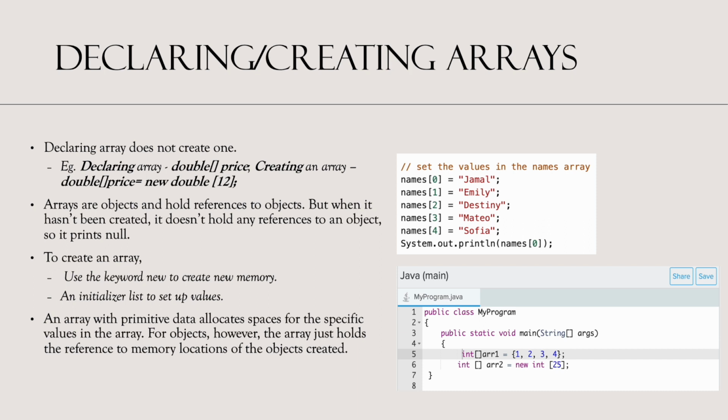Finally, an array with primitive data allocates spaces for the specific values. However, for objects, you don't really store these specific objects in the array spaces because remember, objects have a lot of parts to them. Objects are just way too big. They can take up way too much space inside one variable, right? So that's why we just hold the reference to their memory locations inside the array.